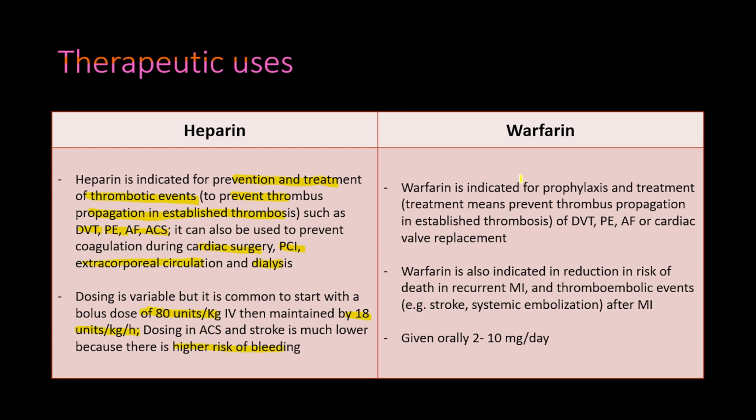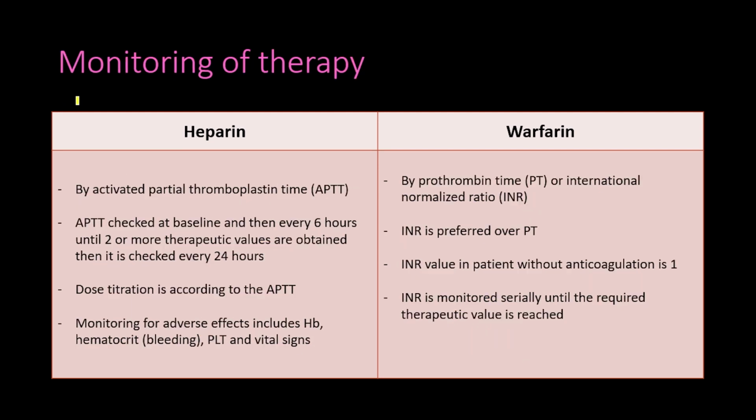Now, if we compare it to the warfarin, it is indicated for deep vein thrombosis, pulmonary embolism, atrial fibrillation, cardiac valve replacement, and it's also indicated for reduction in risk of death in recurrent myocardial infarctions, thromboembolic events such as strokes, and systemic embolization after myocardial infarction. The warfarin is given orally and the dose is around 2 to 10 milligrams per day. Now moving on to talk about the monitoring of therapeutic effects of these medications.